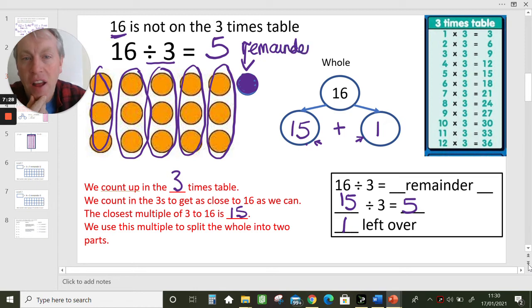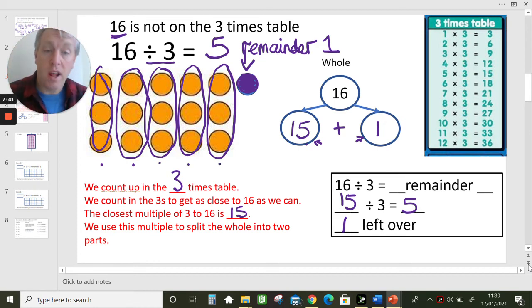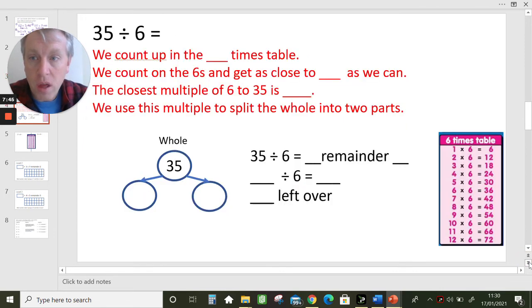Remainder. 5, remainder 1. 5 groups of 3. 1, 2, 3, 4, 5 groups of 3, and 1 left over. 5, remainder 1.